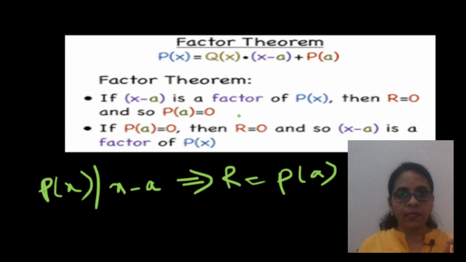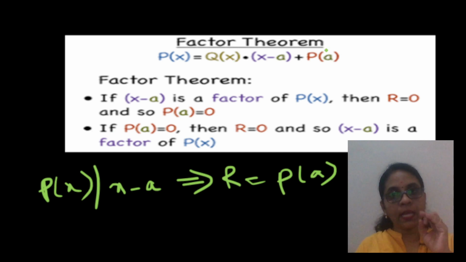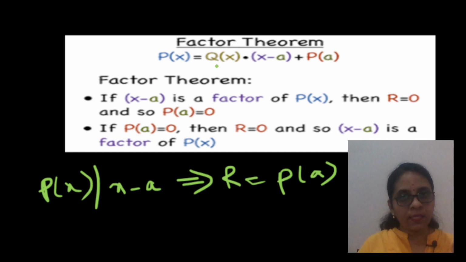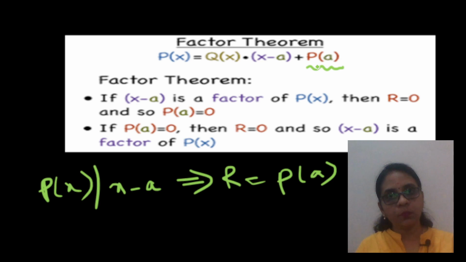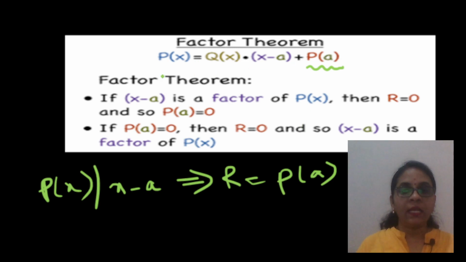How did we get to this condition? Look at this relation, that is the dividend, divisor, quotient and remainder: p of x is equal to q of x into x minus a plus p of a. Why did we write here p of a, children? We wrote it as p of a because this is the remainder. But if this remainder is 0, it means p of a is also 0. Therefore, x minus a becomes a factor. It is like both ways. If p of a is 0, then r is 0, and so x minus a is a factor.